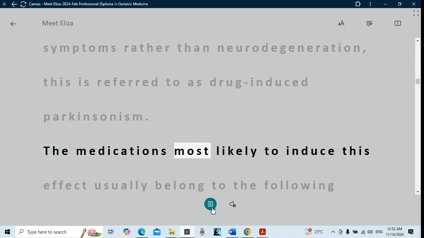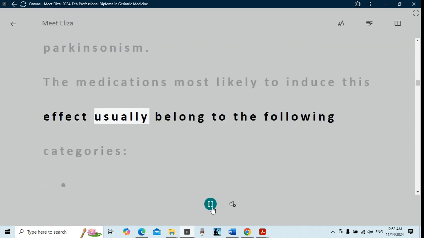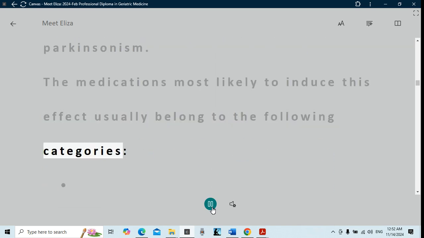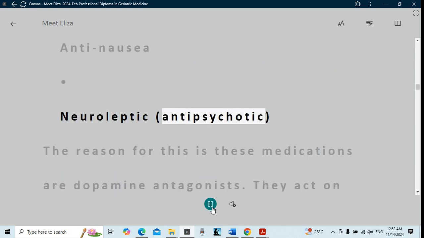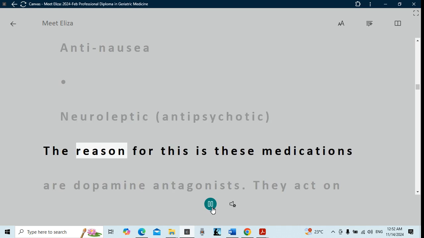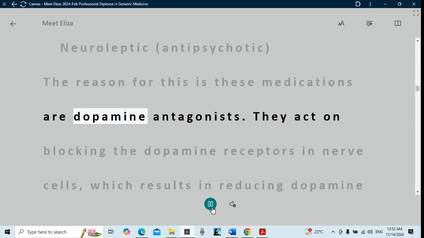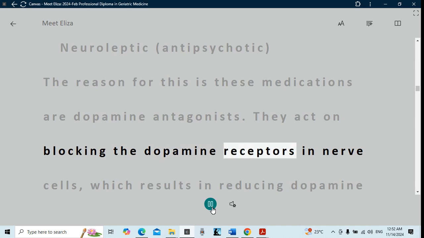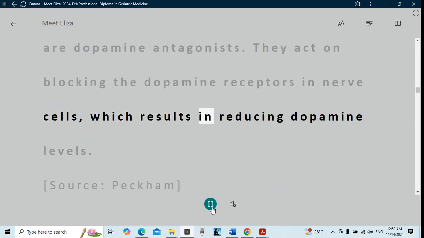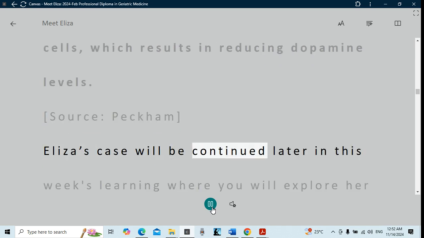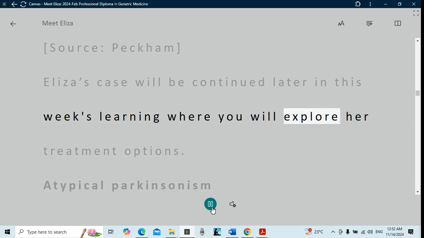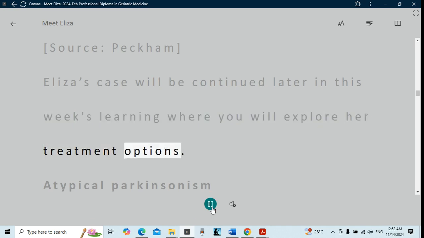The medications most likely to induce this effect usually belong to the following categories: anti-nausea, neuroleptic, antipsychotic. The reason for this is that these medications are dopamine antagonists. They act by blocking the dopamine receptors in nerve cells, which results in reducing dopamine levels. Source: Peckham. Eliza's case will be continued later in this week's learning, where you will explore her treatment options.